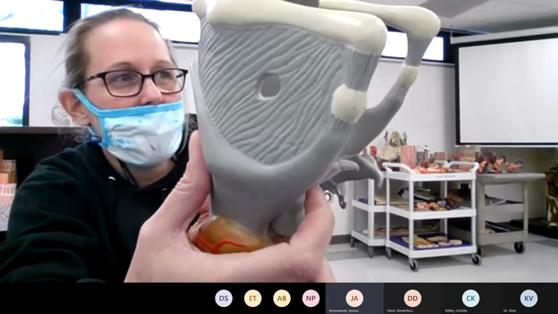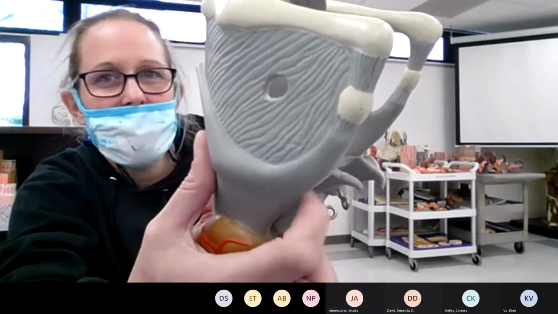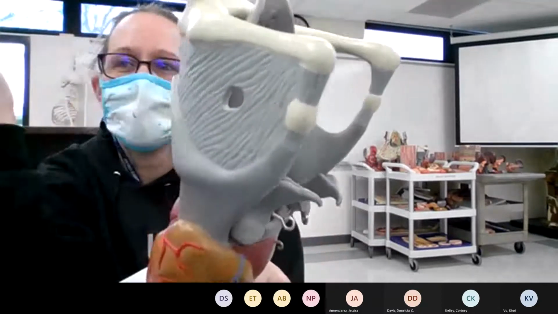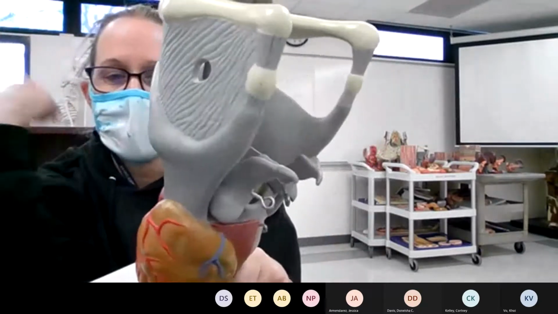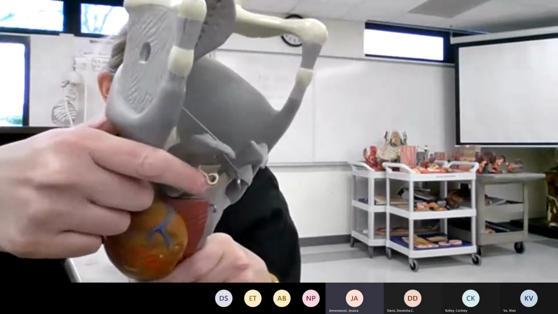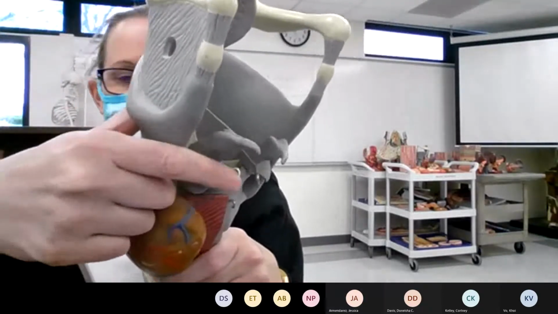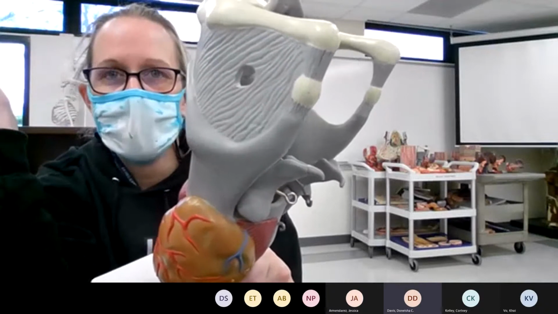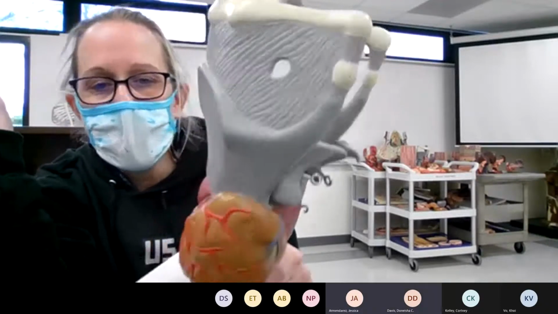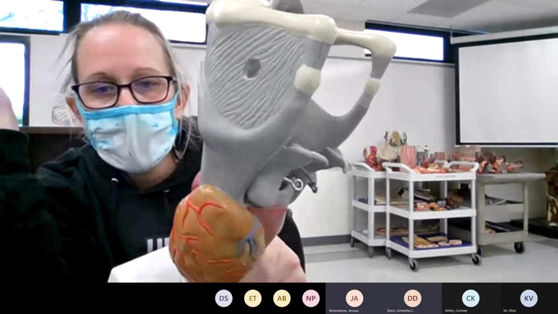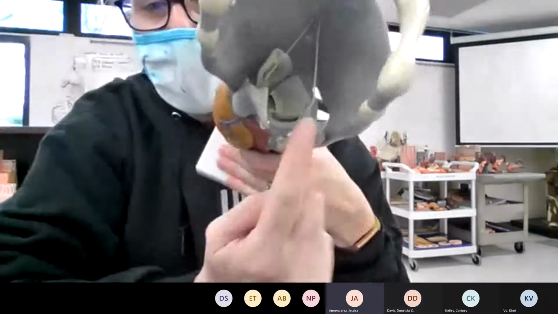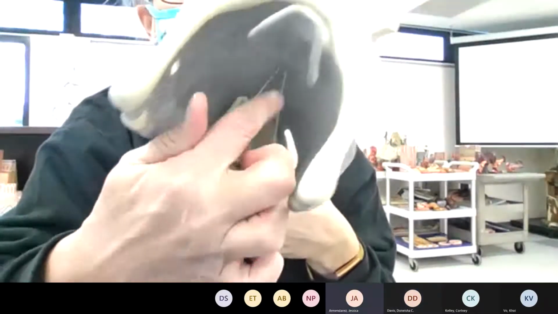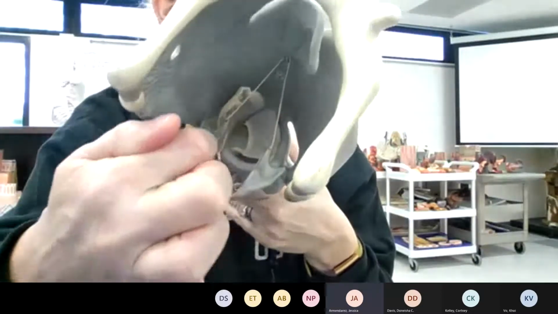I know it starts with an A, but it's listed as one of the pieces of cartilage you have to know. Anybody? Arytenoid, something like that. Did y'all find that? Yeah. Okay.